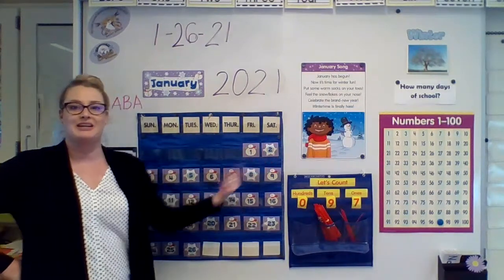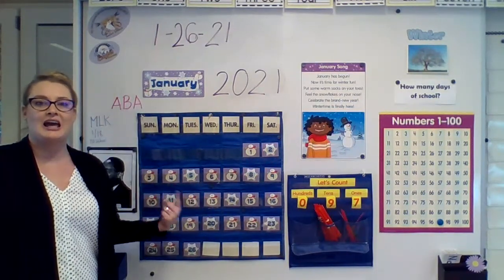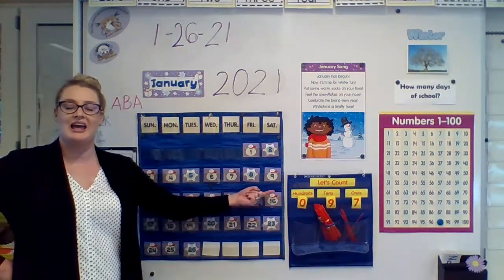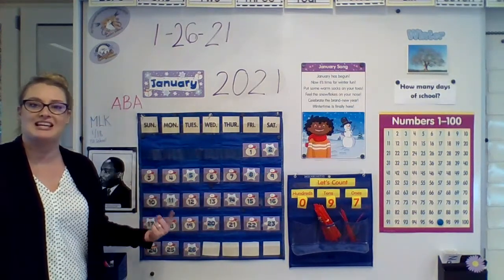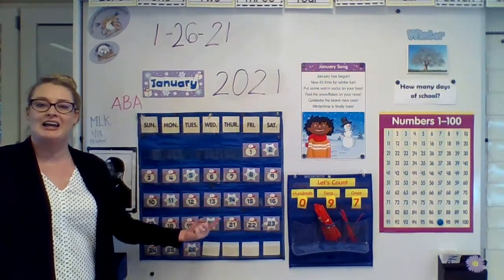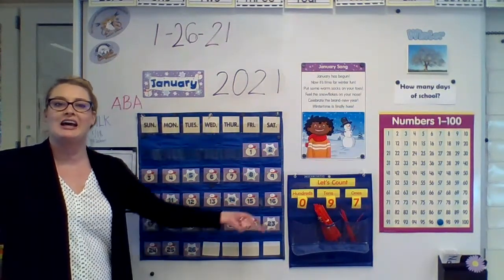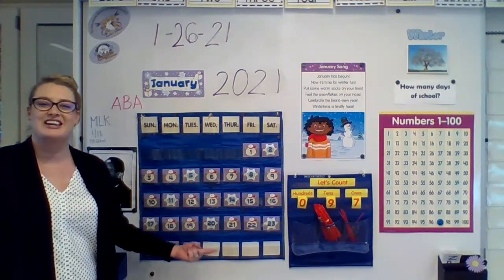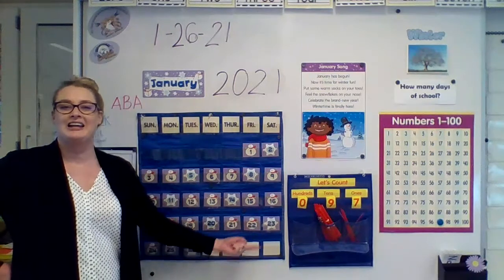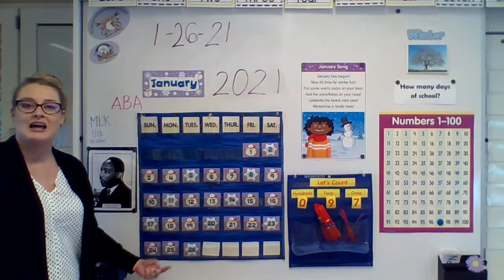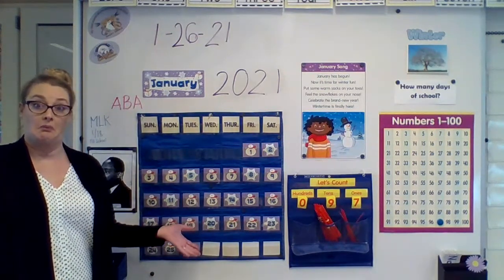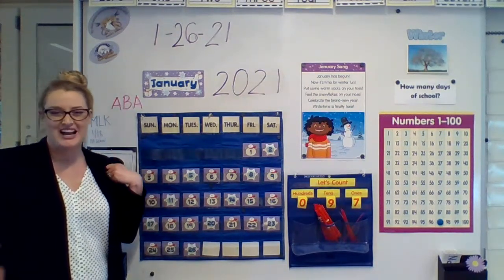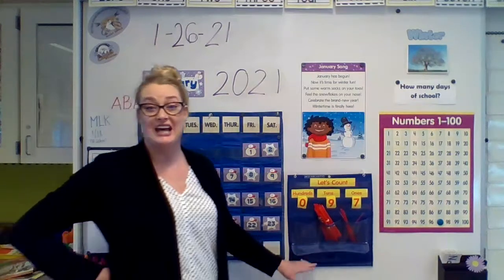A, B, A. A, B, A. A, B, A. A, B, A. A, B. What would tomorrow be? A. Good job. All right, yesterday we had 97 days of school.